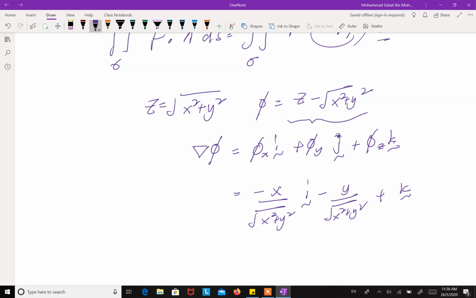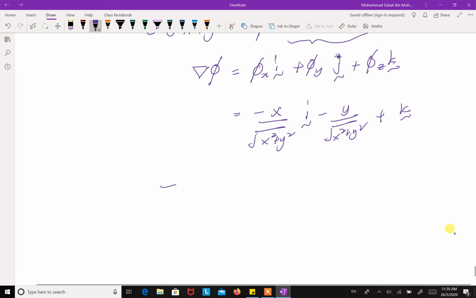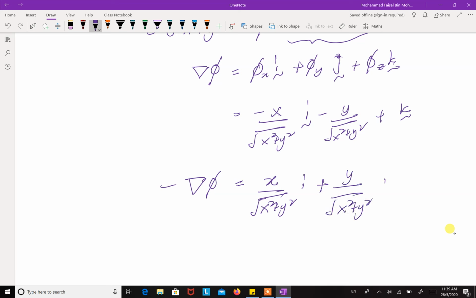So we want the negative gradient phi because the unit normal vector is downward. So this is just the gradient phi. So negative gradient phi will be x over square root of x squared plus y squared i plus y over square root of x squared plus y squared j, plus this time is minus, sorry, plus minus 1 k, or just minus k.